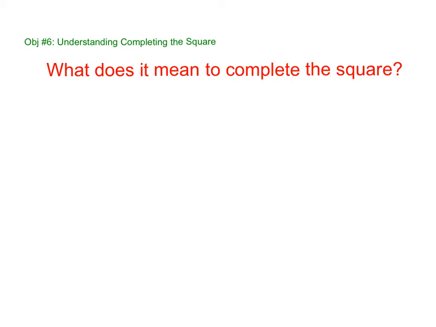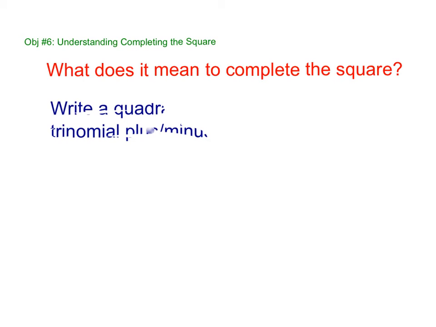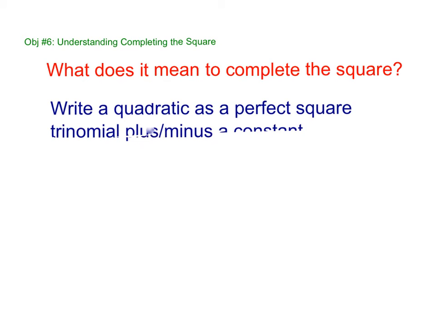All right, what does it mean to complete the square? That's what the directions are going to be for this lesson. Write a quadratic as a perfect square trinomial, but then we're going to have plus or minus a constant because it's really rare to actually have a perfect square trinomial. So what we end up doing is having some extra number there, okay?